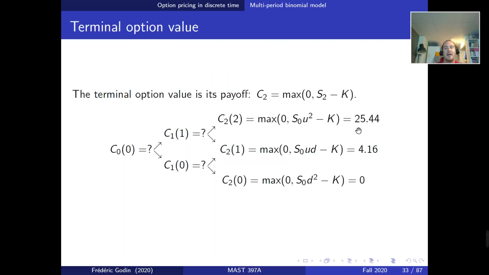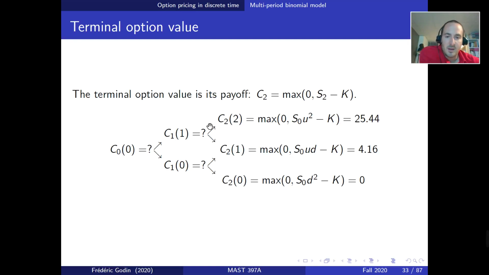Now that we have the values of S2, the underlying asset value for each node of the tree at time 2, we can find the payoff of the option in each scenario. Here the payoff of a call option would be the maximum between 0 and S2 minus K. So you can replace S2 by its value in all scenarios. If you have two upward movements, S2 would be S0 U squared, which is 125.44. K, recall, was 100. So in that case, the payoff of the option would be 25.44.